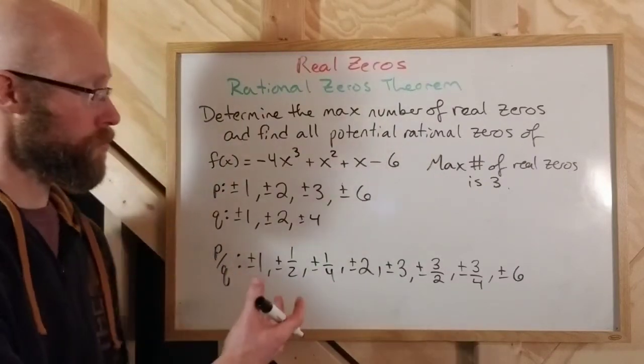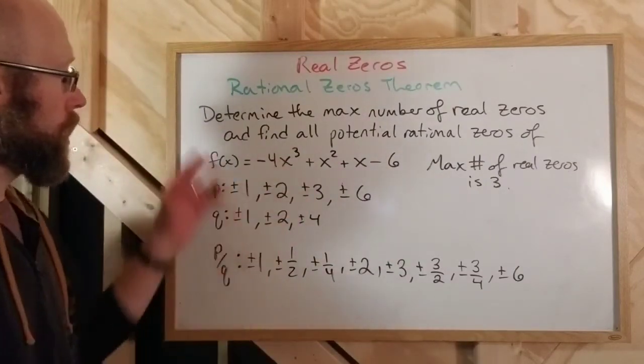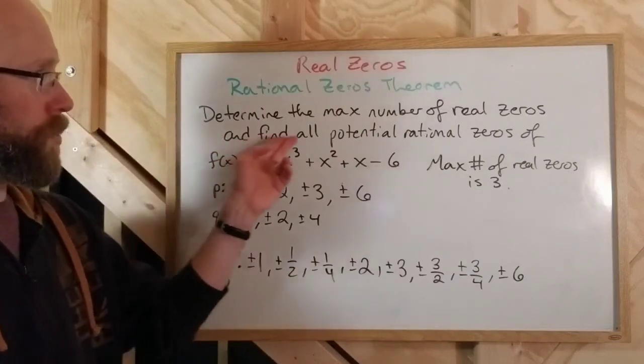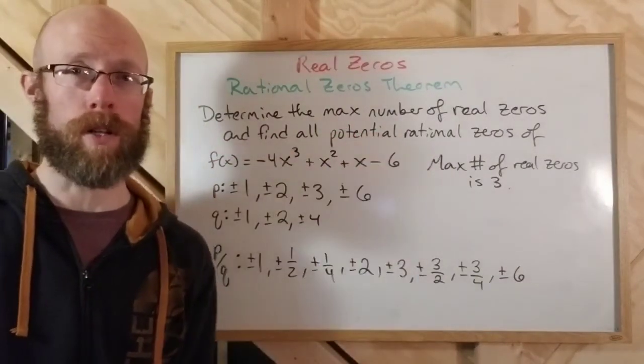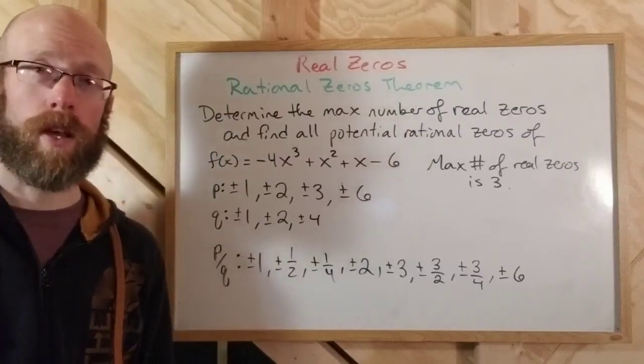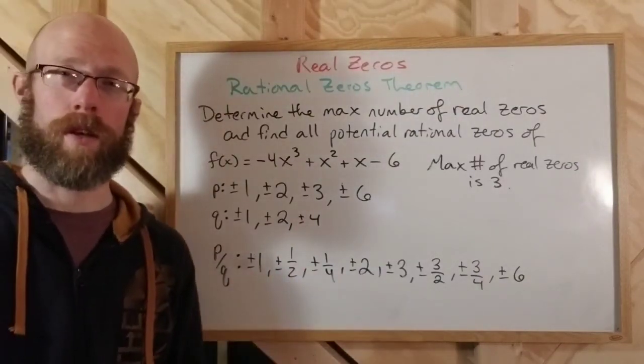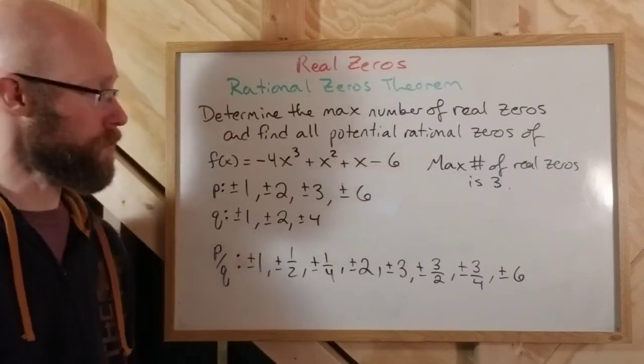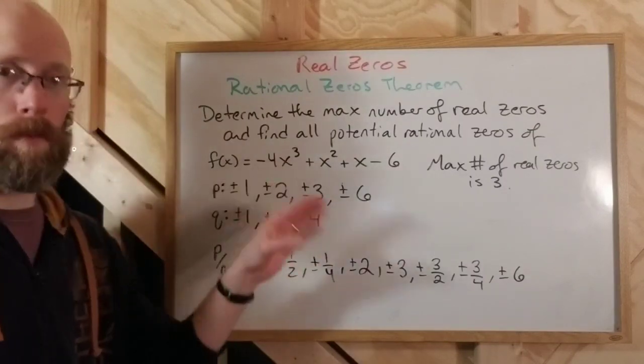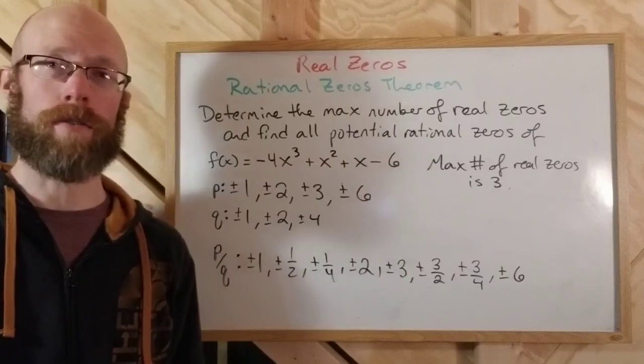Now I'm not going to go through and find them. My goal in here was just to show you how to find all the possible ones with potential rational zeros. And then we'll go through some other examples in the next video of how to actually plug them in and find all the zeros of a polynomial.